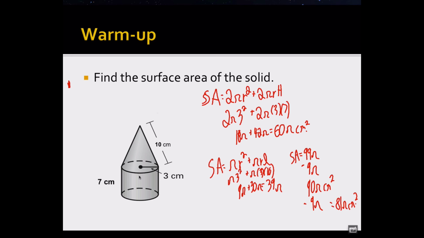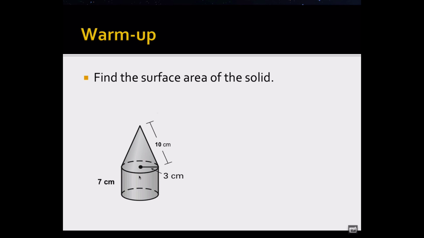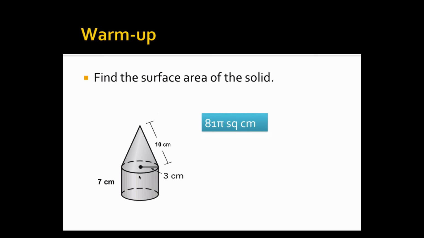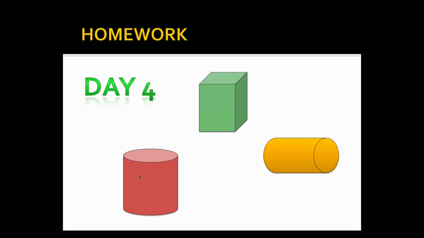Questions on this guy? Again, think of it as dunking this thing in paint. This surface would not get painted because it's sandwiched between the other two. We'd get paint on the lateral area of the cone, around the cylinder, and the bottom of the shape. Beautiful. We are done. Day 4. Quiz on Friday of this week.